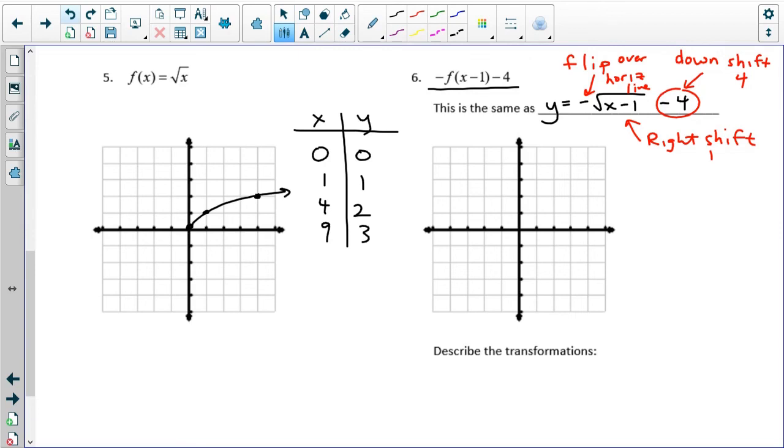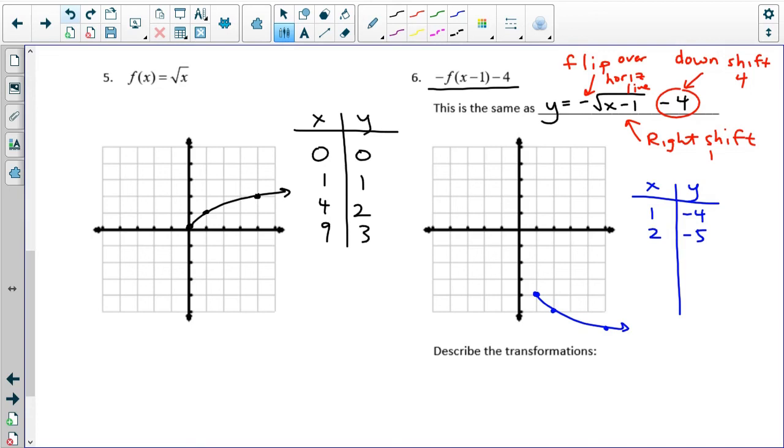So if I just take a look at what's happening, I'm assuming there's a right shift of 1 and a downshift of 4. And then instead of this graph moving up, I would assume it moves down. So it would look something like this. Those are just my assumptions. So I'm assuming the point 1, negative 4 is on the graph. If I substitute in 1, I get negative 4. I'm assuming the point 2, negative 5 is on the graph. So if I substitute in 2, I get negative 5.